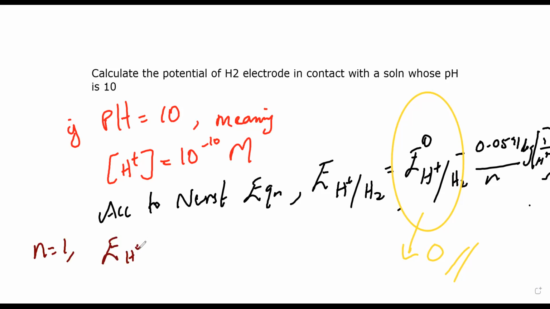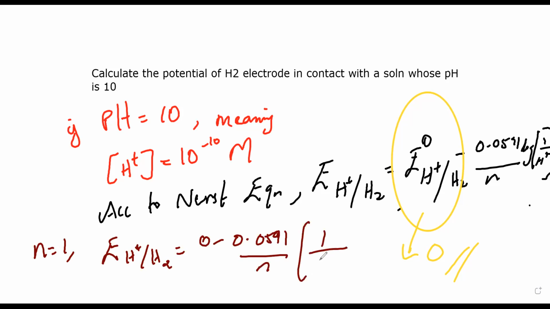E of H plus by H2 is equal to 0 minus 0.0591 by n into log of 1 by H plus, which is 10 power minus 10. Don't forget about the log here. So what will I get here? Minus 0.0591 into log of 10 power 10.